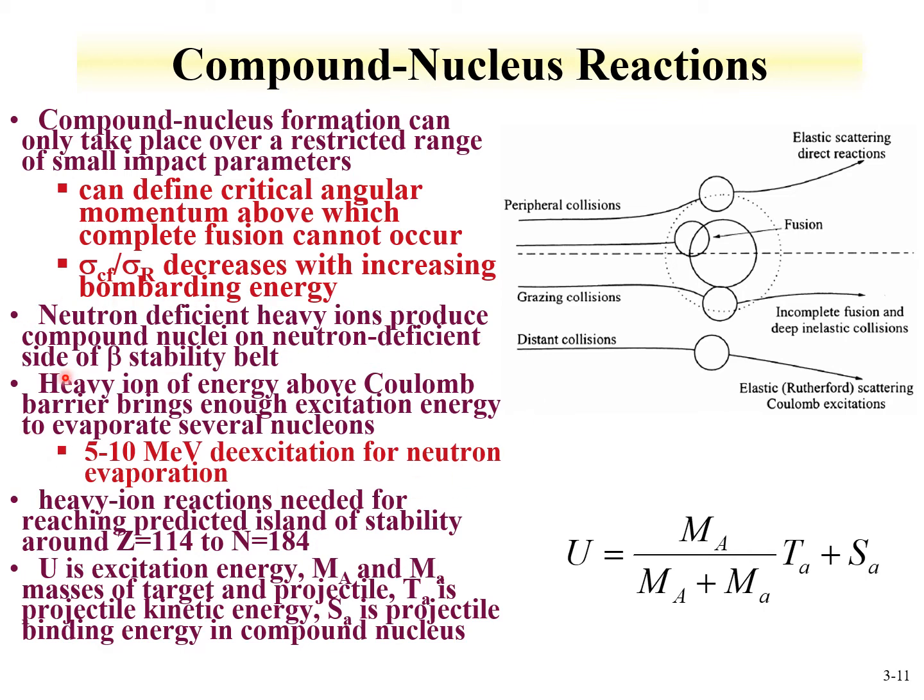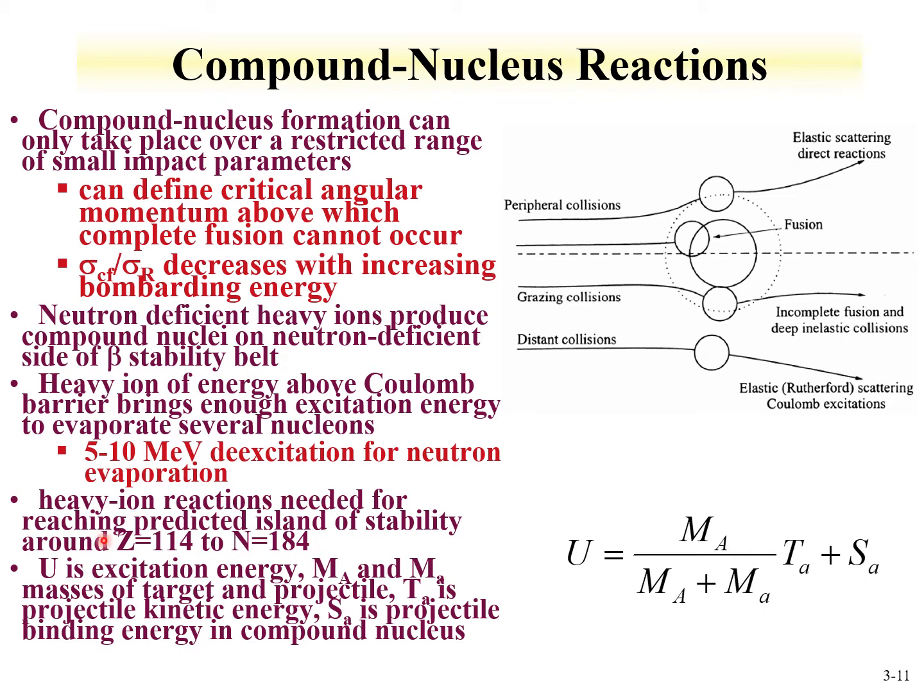During these heavy ion interactions, the heavy ion interaction being shown here, where the nuclei fuse, the compound nucleus is formed in an excited state, and it can de-excite with the emission of neutron evaporation. These are the reactions used in heavy element production, where you get a compound nucleus formed and the emission of neutrons to form the ground state of the heavy element. These heavy ion reactions are needed for reaching the predicted island of stability in the heavy element regime. So Z of 114, N of 184.